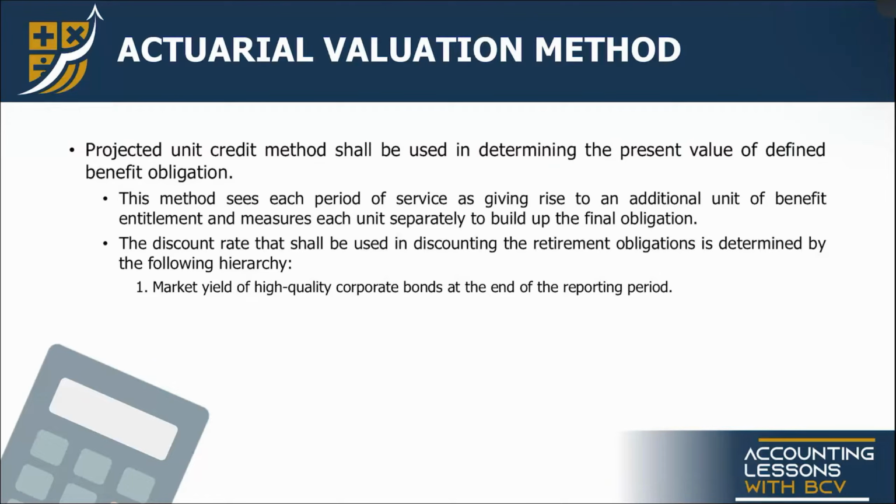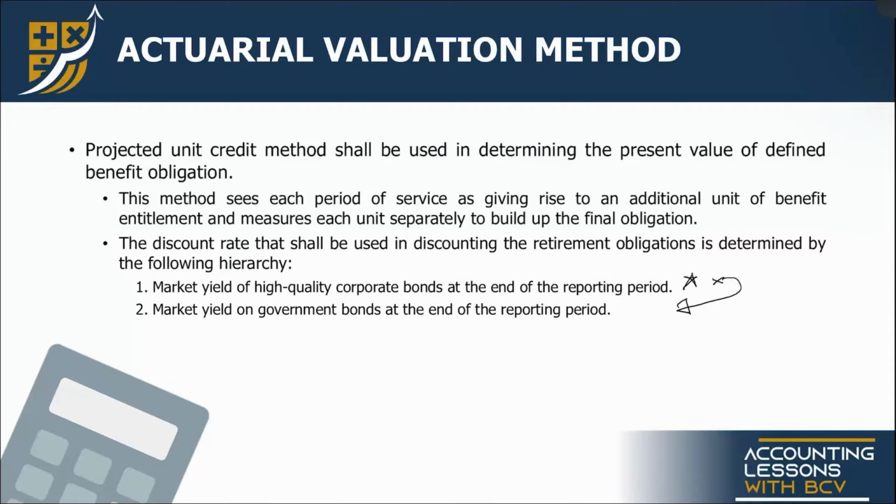That should be as of the end of the reporting period. Okay? Tapos, kapag unavailable ang market yield ng high quality corporate bonds, ang sabi ni IAS 19, ang kasunod sa hierarchy, market yield on government bonds naman as of the end of the reporting period. Okay? So tatandaan nyo, once available ang market yield ng mga high quality corporate bonds, gagamitin natin ito. Then, in case na wala ito, mapunta tayo dito kay government bonds.